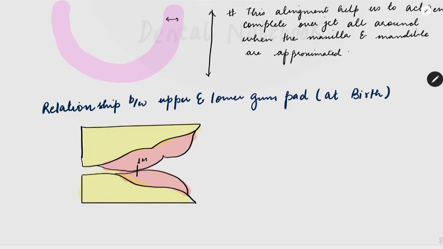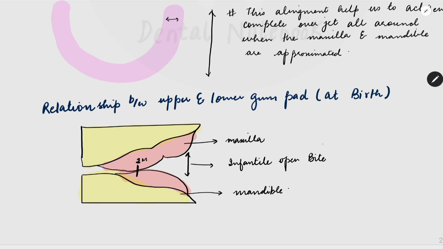So coming to the relationship between the upper and lower gum pads, this is your maxilla and this is your mandible. When they are approximated, the contact generally occurs in the first molar region. Okay, this is the first molar region, and this is called your infantile open bite. This is important for suckling.